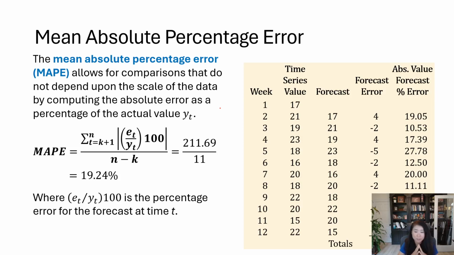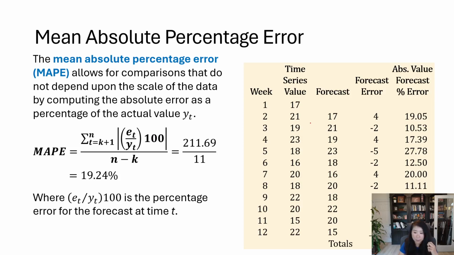It's called the mean absolute percentage error. I usually use this one more often because it allows you to compare across different kinds of time series data. What happens here is, after you get your forecast error, as we talked about, we don't want to add them together directly. So first of all, we take the forecast error divided by the actual value, then times 100, and then take the absolute value.